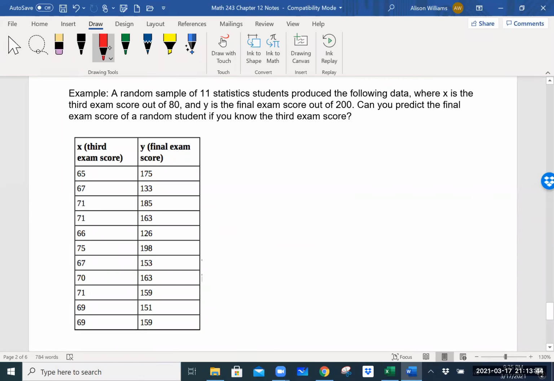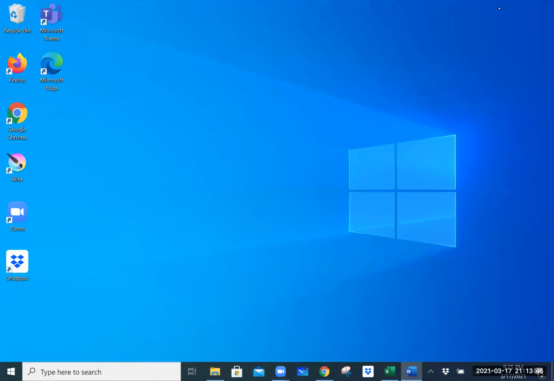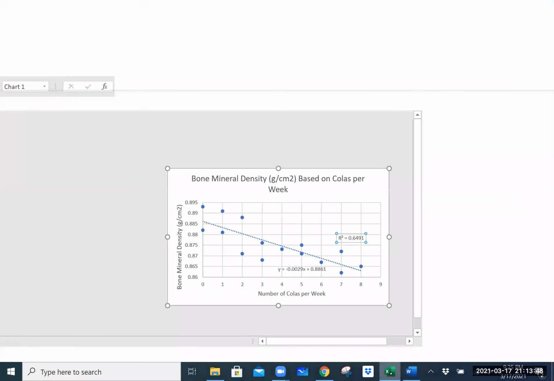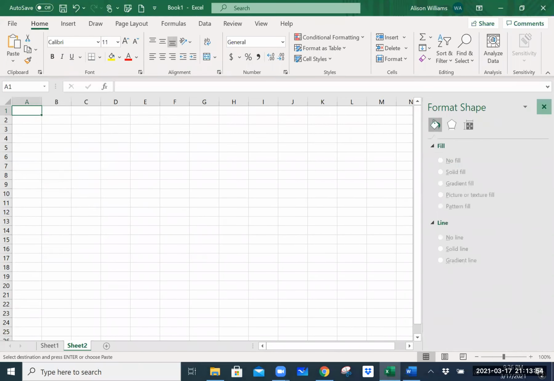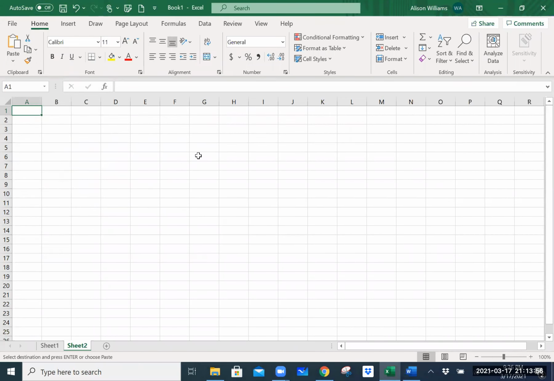I'm going to go into Excel to do this. And unfortunately, I can't grab the data like I cheated last time and did. Let me go ahead and just grab a new sheet though. All right, so I'm going to go ahead and type it in. So these were the third scores, and this was the final exam.